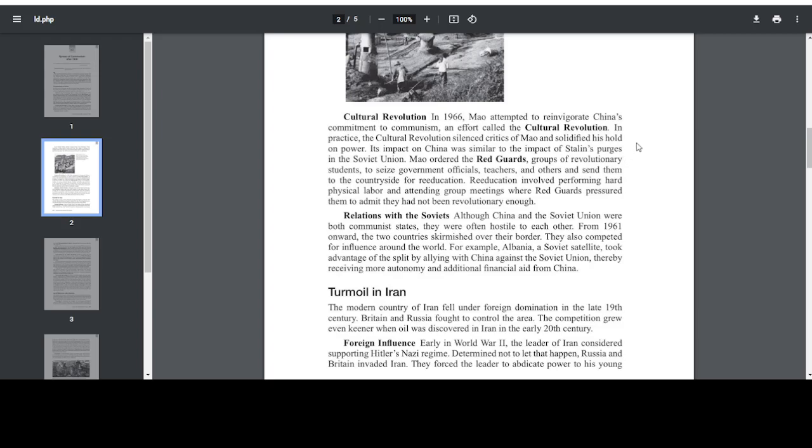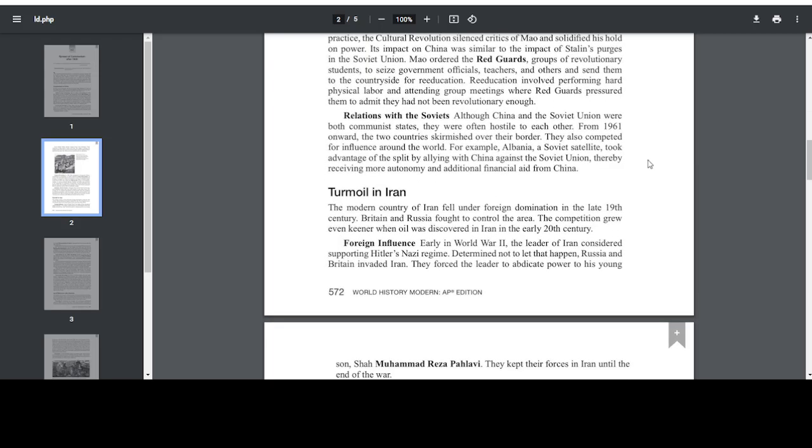Mao ordered the Red Guards, groups of revolutionary students, to seize government officials, teachers, and others and send them to the countryside for re-education. Re-education involved performing hard physical labor and attending group meetings where Red Guards pressured them to admit they had not been revolutionary enough.